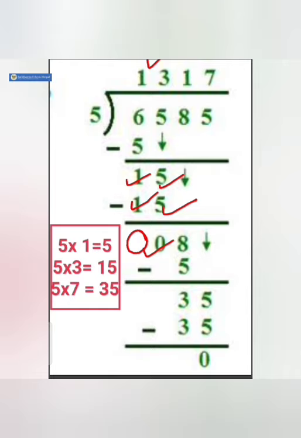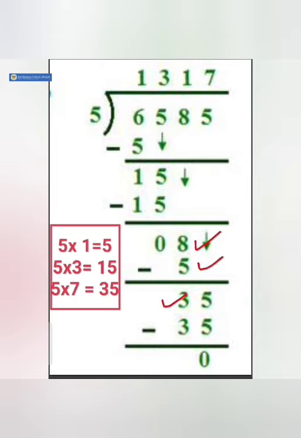It's time to bring down the next number, which is 8. Okay. Now read the table of 5 again so that you can get exactly 8. If not, then a number which is smaller than 8 and very close to the number. So we can write 5 1 times 5 again. So 8 minus 5 would be 3.